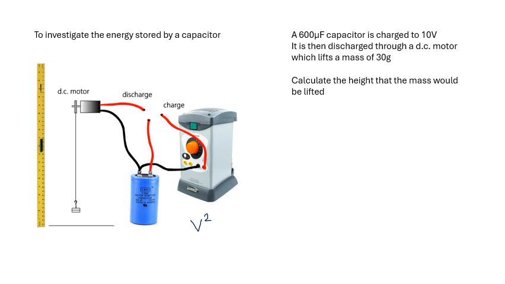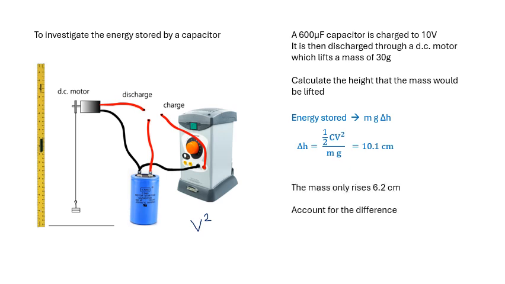Here's a little sum for you to do. Have a read, get it done, and the answer is 10.1 centimeters. However, the mass only rises 6.2 centimeters. Account for the difference. The difference should be pretty obvious. It's to do with the efficiency of the DC motor. DC motors like this aren't particularly efficient. This one is about 60% efficient, which is actually pretty good.